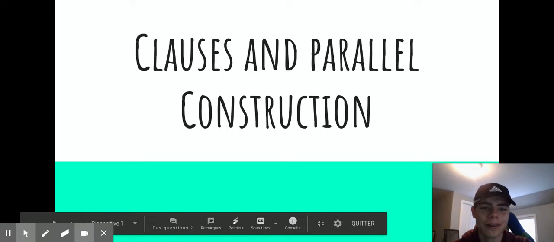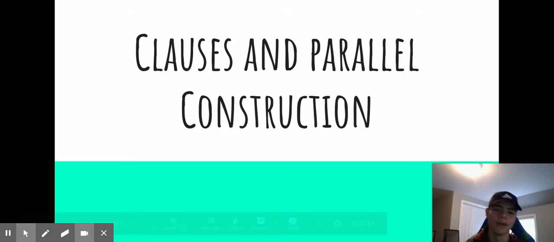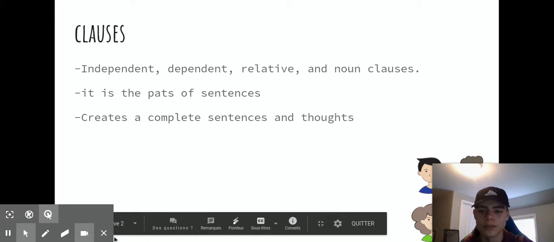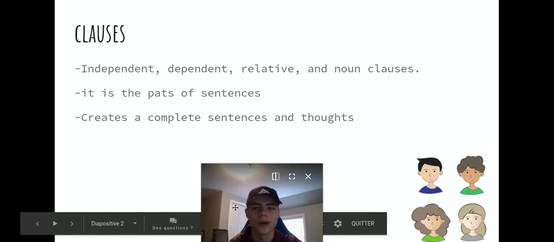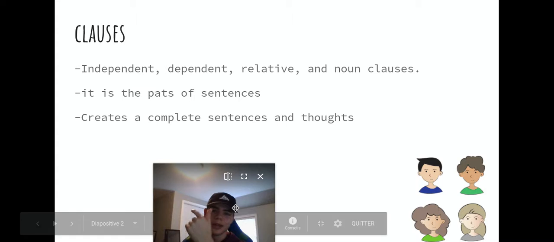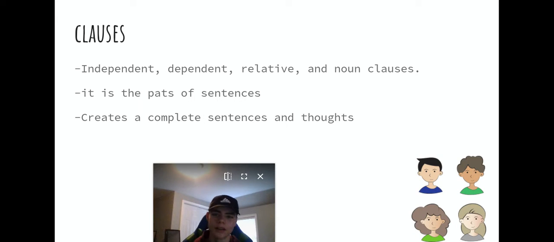Clauses and parallel construction. Hello, my name is Samuel F5, and today I'll be talking about these two subjects. Clauses. There are four types of clauses: independent, dependent, relative, and noun clause. Each has a specific part of a sentence to do, and it creates a complete sentence and thought.